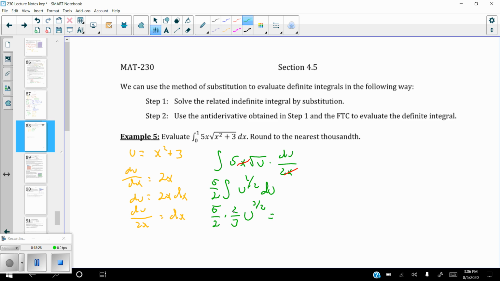So that's going to be, let's see, the 2's are going to cancel out. It's going to be 5/3. And I'm going to replace the u now, because this is the important part, as x squared plus 3 to the 3/2 power. And now that I've put the x's back in, now I can evaluate that at 0 and 1. So let's go ahead and see what we come up with. So we're going to get 5/3. If I plug 1 in there, 1 squared is 1 plus 3 is 4, so I'm going to get 5/3 times 4 to the 3/2 power minus 5/3. If I plug a 0 in there, I get 0 plus 3, so that's 3 to the 3/2 power. Okay, we can simplify this a little bit.